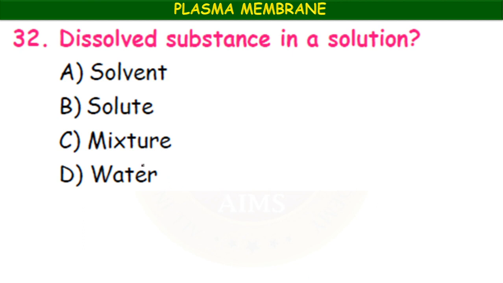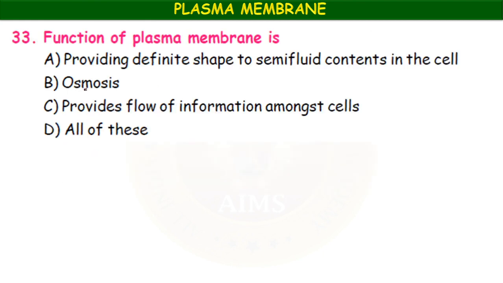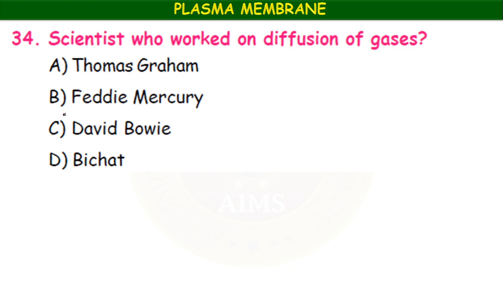Dissolved substance means solute. The function of the plasma membrane is that it provides definite shape to the semi-fluid contents of the cell, or it helps in osmosis, or provides a flow of information amongst the cells. Okay, all of these. The scientists who worked on diffusion: Thomas Graham, Freddie Mercury, David Bowie, Bichat. It is Thomas Graham's law of diffusion. Okay.